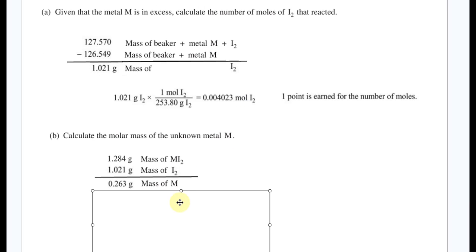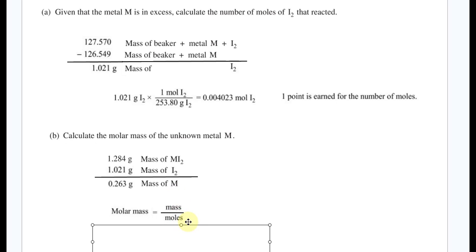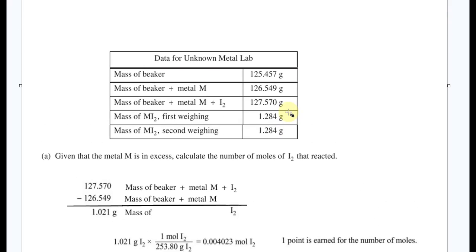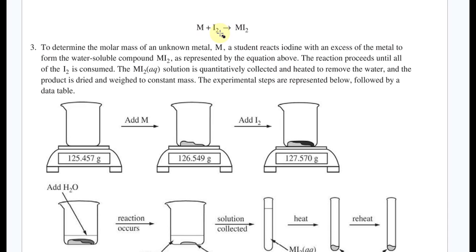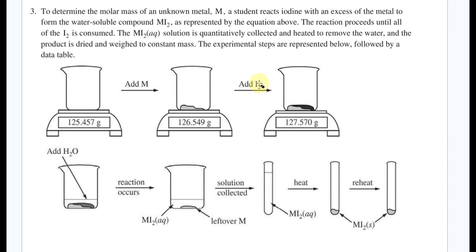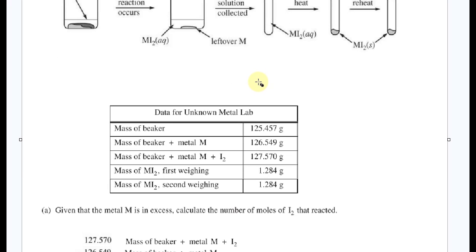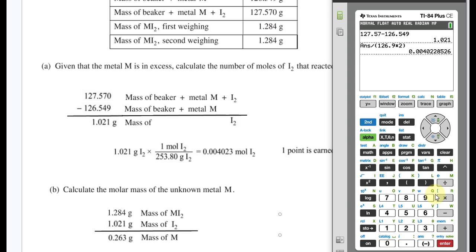Now, if we have the mass of the metal, then to get the molar mass, we need the moles. This is where our previous answer comes in. We know the stoichiometry of this reaction, all the way to the top, sort of hidden away. 1 mole of I2 produces 1 mole of MI2, so they're going to be the same. This is where they're checking to see if we know our stoichiometry, do our nice calculation, where we know we have our number of moles, and we know we have the mass of the metal, and we can figure out the molar mass.